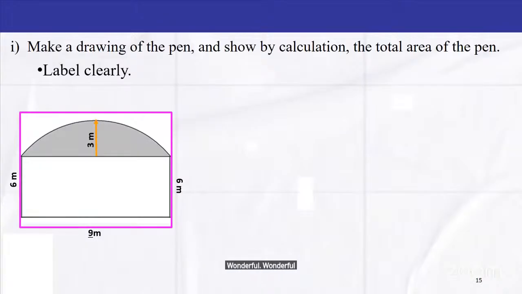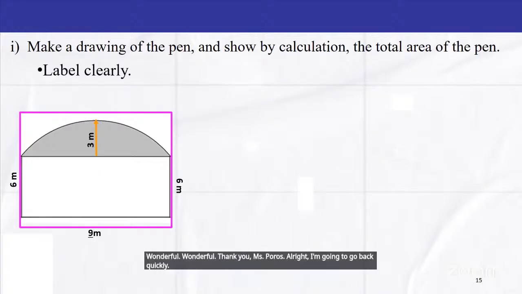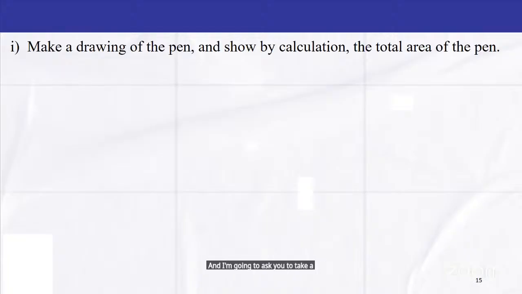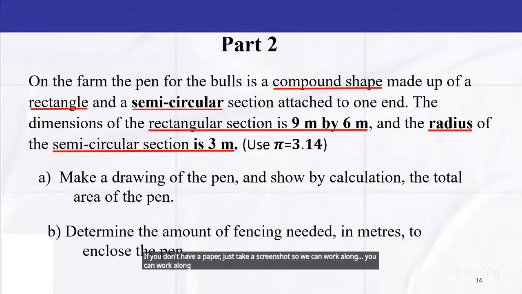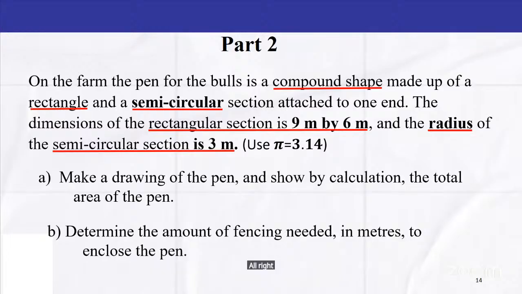Thank you, Ms. Porus. All right, I'm going to go back quickly, and I'm going to ask you to take a screenshot so you can have the question to work along with us. So take a screenshot, and then we can proceed. If you don't have a paper, just take a screenshot so we can work along. All right, I think you would have taken the screenshot by now.